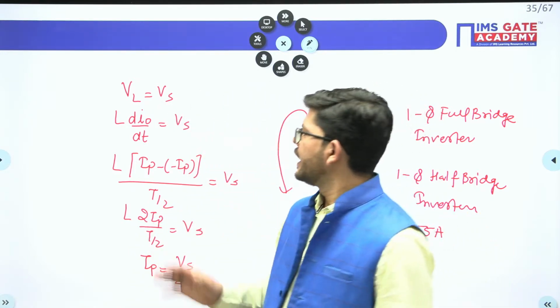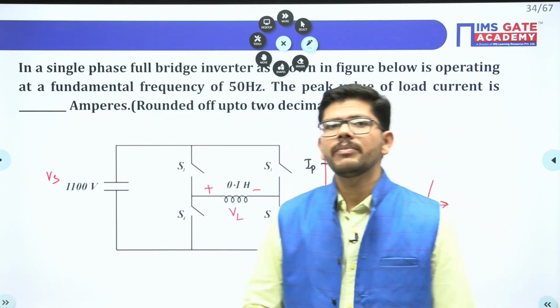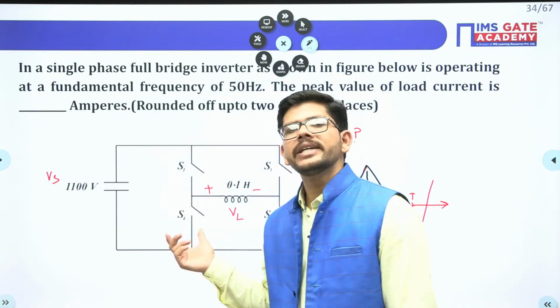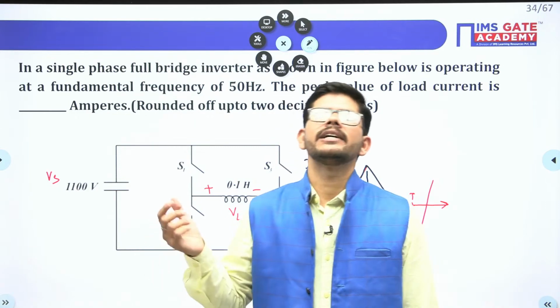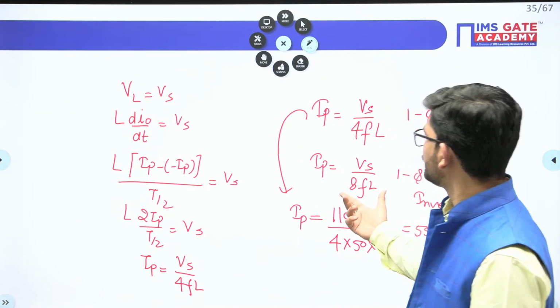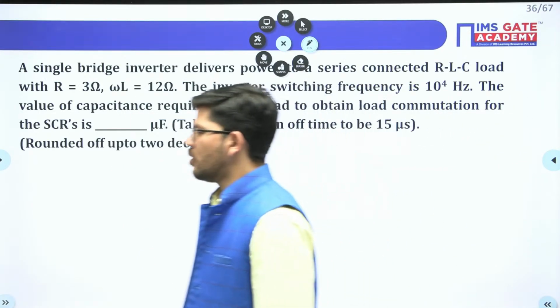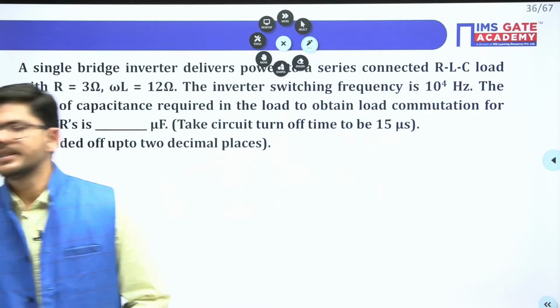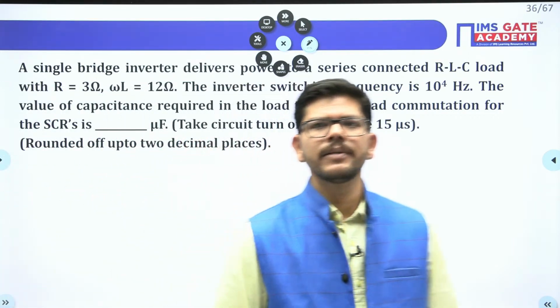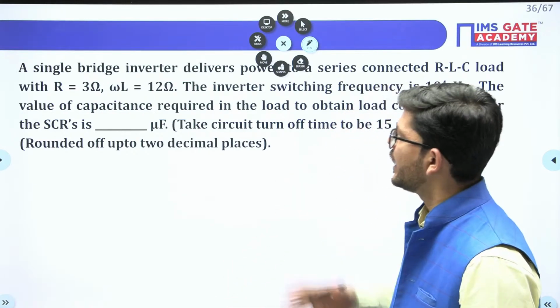Now here we have a single phase full bridge inverter. Be ready for a problem where instead of a single phase full bridge inverter, you will get a single phase half bridge inverter, and the same calculation you have to do, but you have to use this formula Vs upon 8FL, and you can solve this problem very easily, isn't it? Yes. Now let me move to another question which is very good.